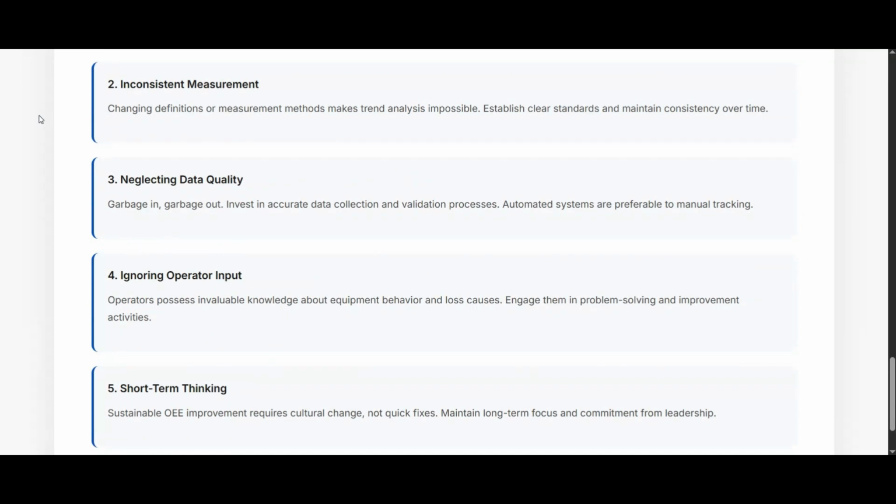And the second big mistake is inconsistent measurement. You can't track improvement if the definition of downtime or good output keeps changing every few months. It's like trying to measure growth with a ruler that keeps shrinking. Consistency in your metrics, methods, and standards is what makes trend analysis meaningful. That's why it is so important to establish clear definitions and stick to them across shifts, lines, and plants. Everyone must speak the same language when it comes to OEE.